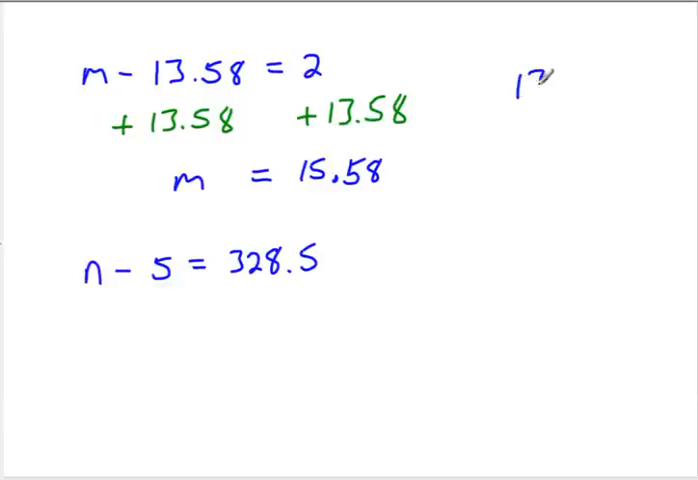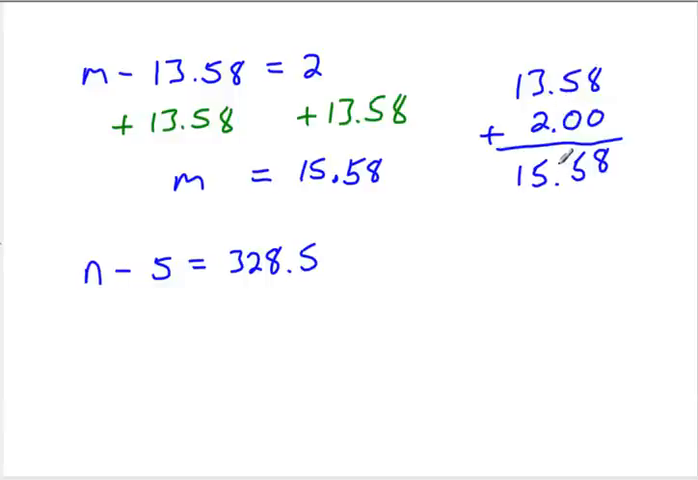I'll show you the work over here. 13.58 plus 2. Remember, if you're adding decimals, you have to line them up. Any empty spots, you can put a 0 there. So we have 8, 5, 5, and 1. The decimal goes right down into the answer. So 15.58 is correct. Again, we can plug it back in to the original to see if it makes sense.